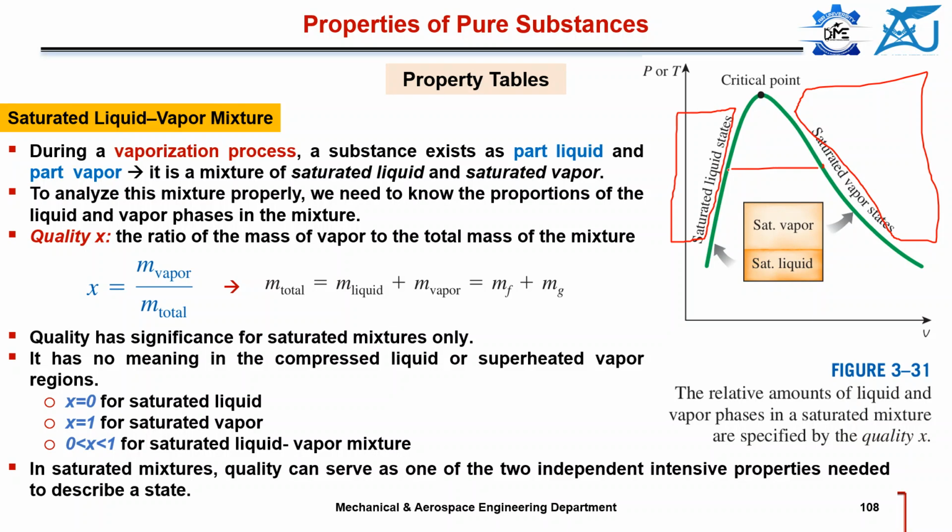We cannot say that for subcooled liquid the quality is 0. It does not make any sense. Similarly, we cannot say that for a superheated vapor the quality is 1. The quality is only defined either for these two curves, these two green curves, or the region between the dome. So let's explore how we can use this quality x to determine the properties.